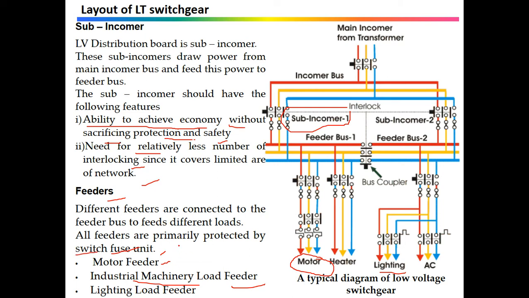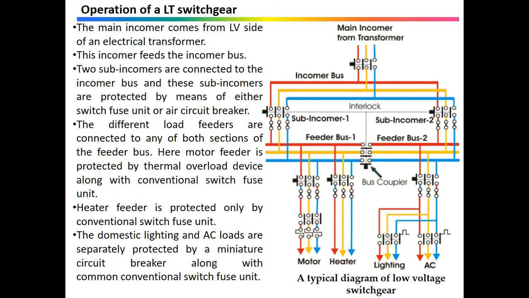It may be SFUs, it may be MCCBs, etc. And this is all about the operation of this LT switch gear. This figure shows a typical diagram of low voltage switch gear, and it is the most basic and simple scheme for an LV distribution board, that is, low voltage switch gear.